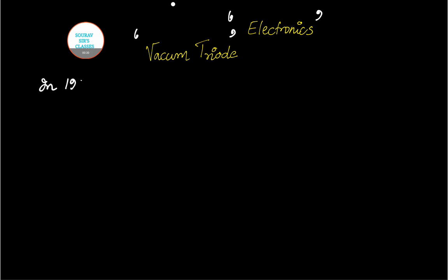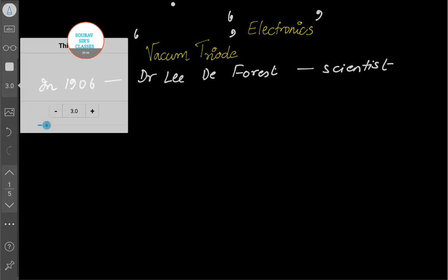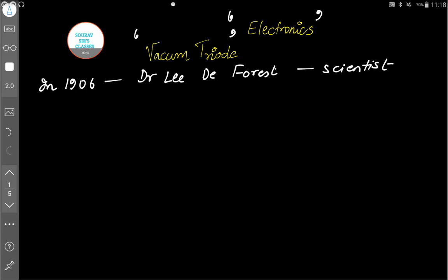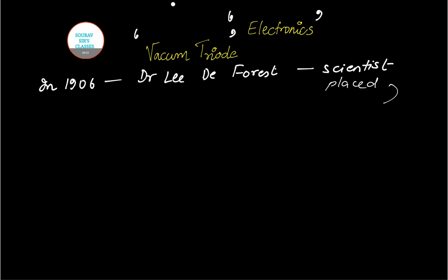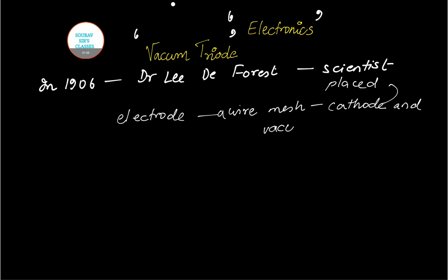So in the year 1906, Dr. Lee De Forest, who was an American scientist, placed a third electrode in the form of wire mesh between the cathode and plate of a vacuum diode. The resulting device was called a triode.